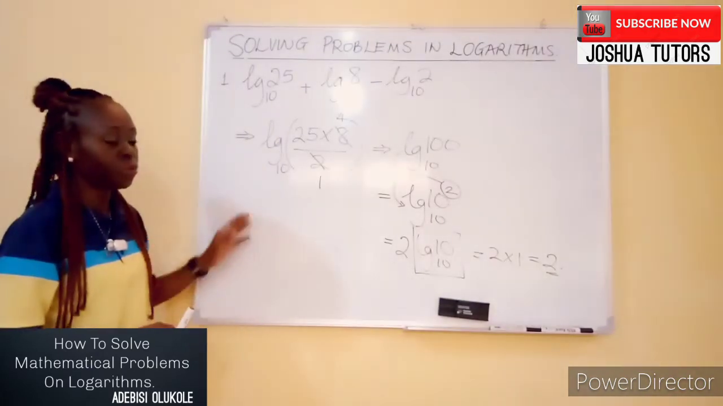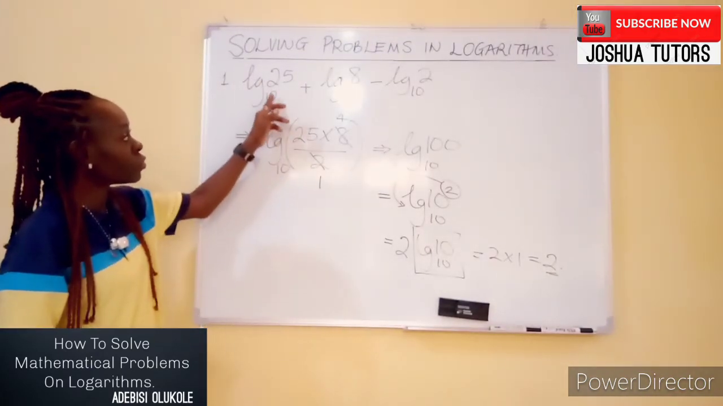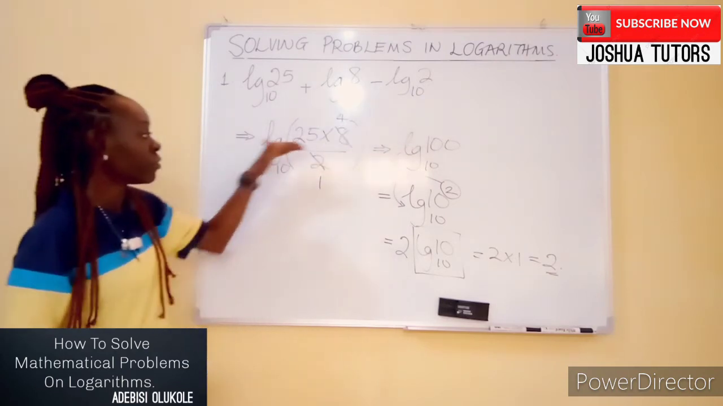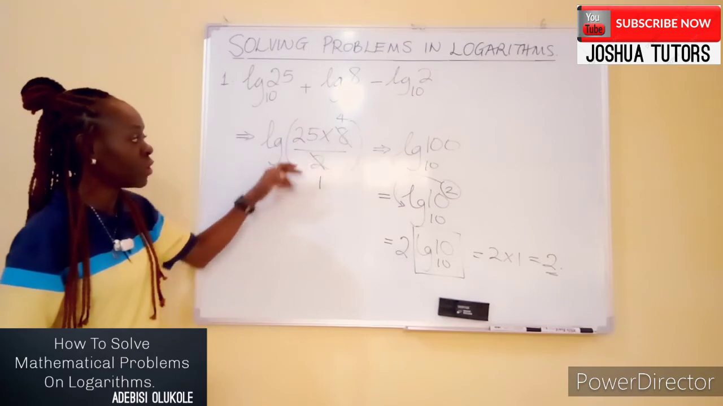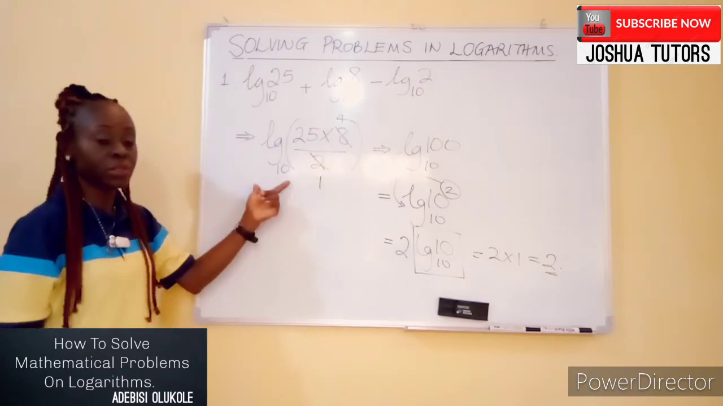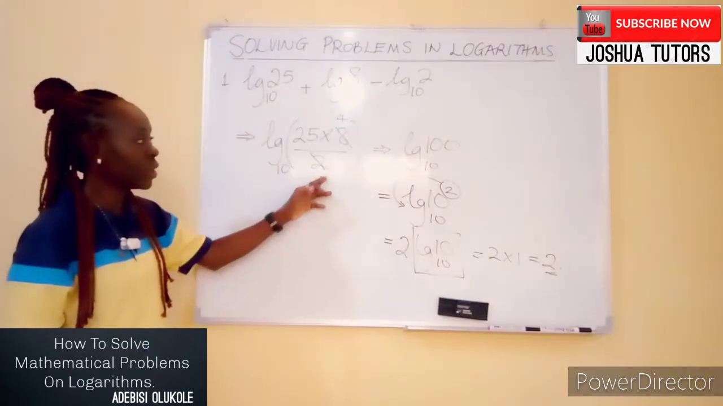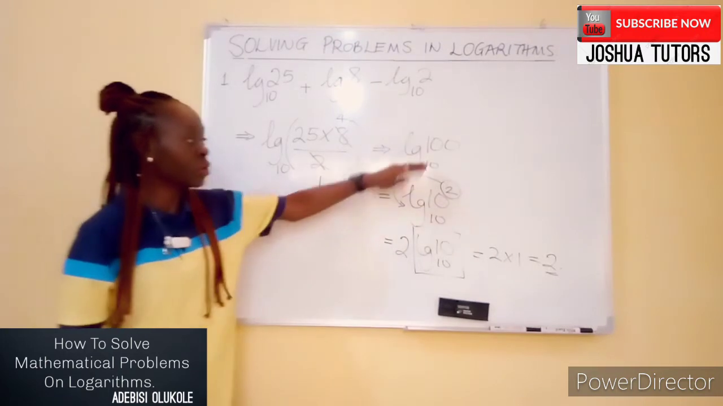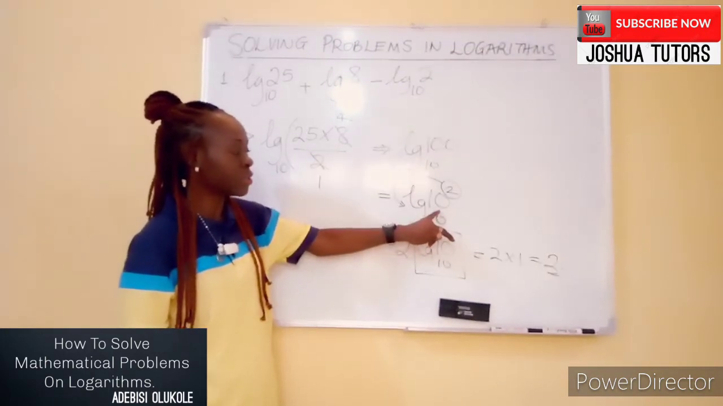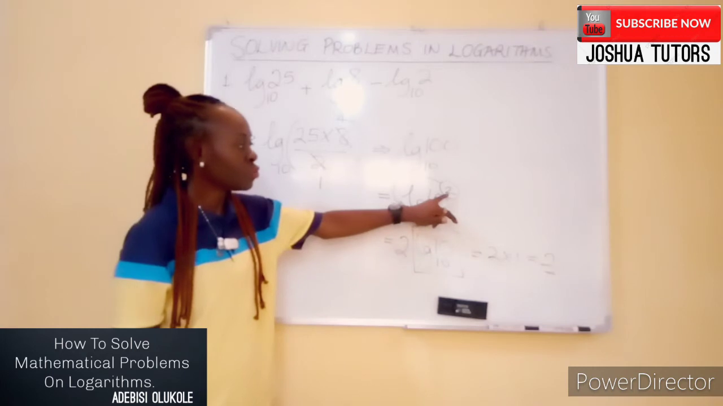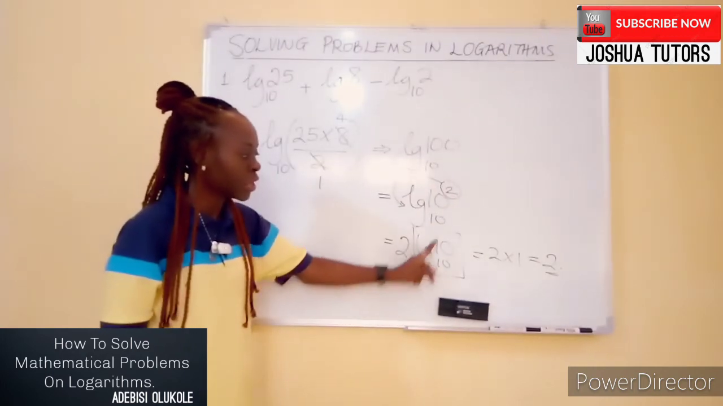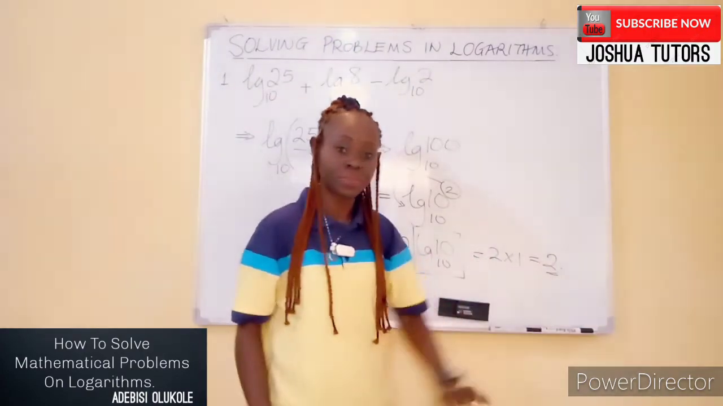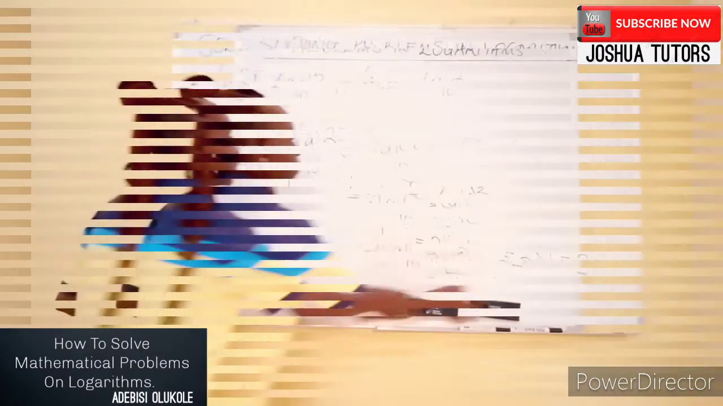So let me just go through it again. Log of 25 to base 10 plus log 8 to base 10 minus log 2 to base 10. I have log of 25 times 8 all over 2 to base 10, the common base. And then I simplify. 2 goes into 2, 1, 2 goes into 8, 4. 25 times 4 is log 100 to base 10. 100 is reduced to the power of its base, that is 10 squared. So I have 2 log 10 to base 10. Log 10 to base 10 is equal to 1. 2 times 1 is 2. Very simple. Okay, so let's take another question.